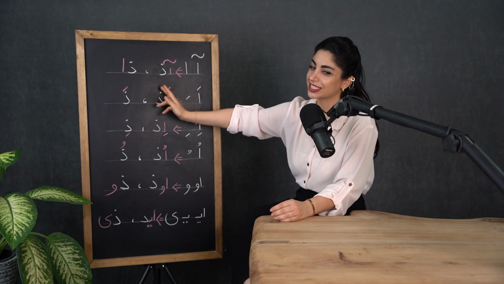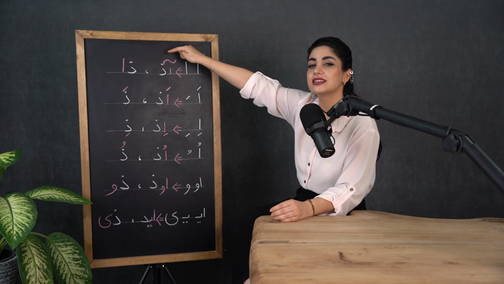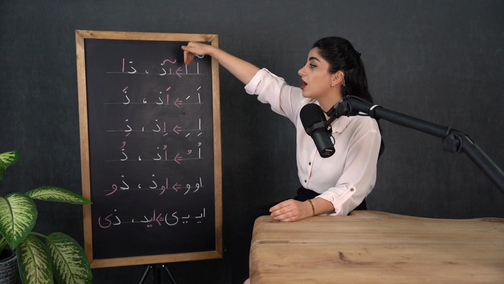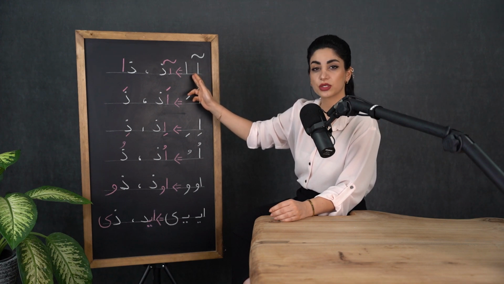First read this, then read this. A, Z. A, Z. Together. Az. Az. What about this one?